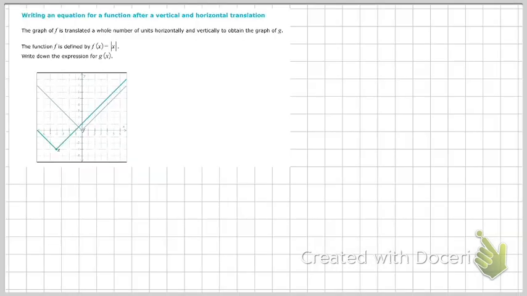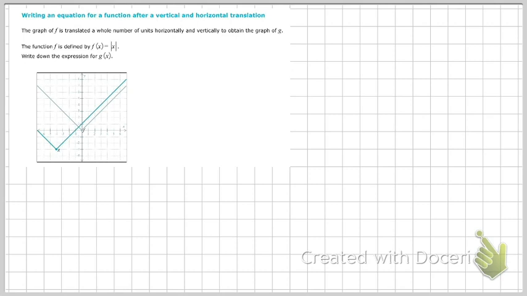Here we're going to go the other way. We're going to find out what the equation is. In the previous example, we looked at what is the graph. In this one, we want to take the graph and look at what the equation is.